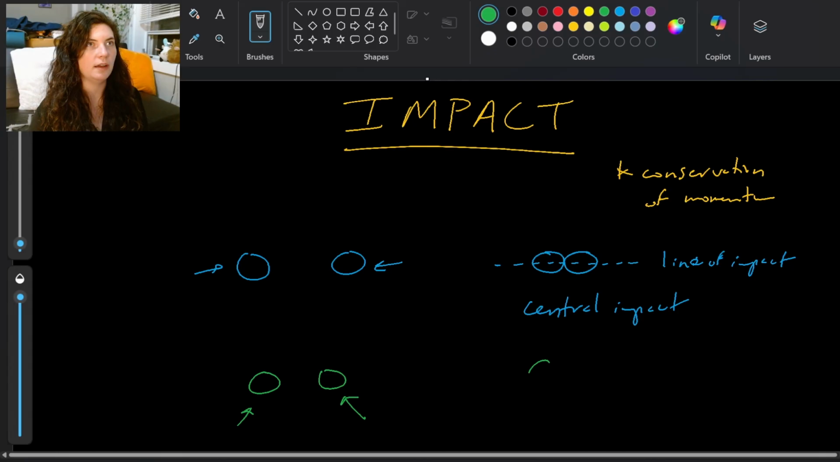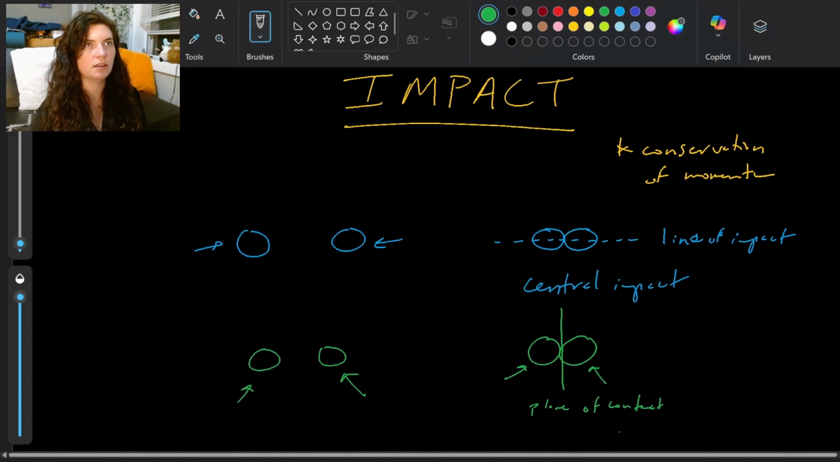So when we have two particles impacting, but they're not coming in at this straight line, instead these forces, their velocities, they're coming in at an angle, and they intersect at this plane of contact. Instead, we call this oblique impact. So central impact, they act right on that central line of impact. And then oblique impact, they act on this plane of contact is where they really come together.